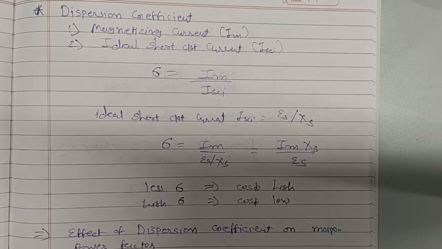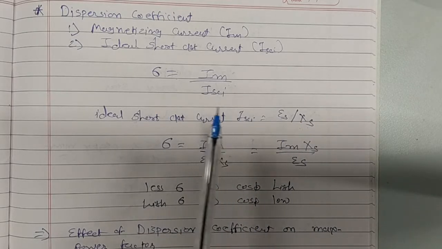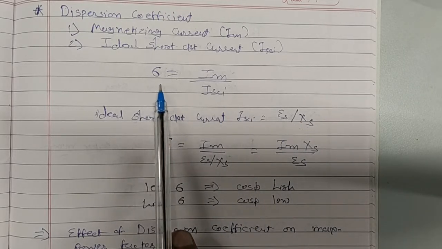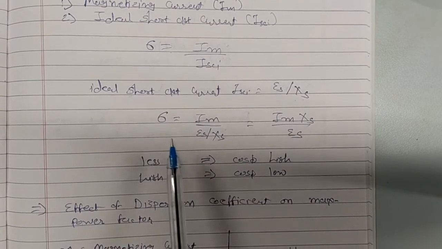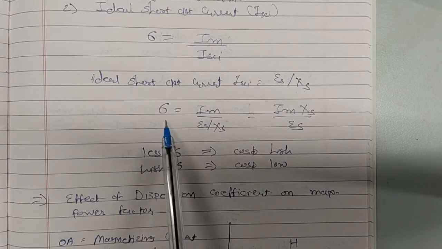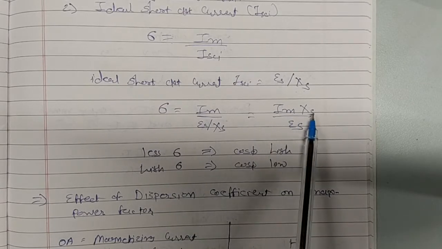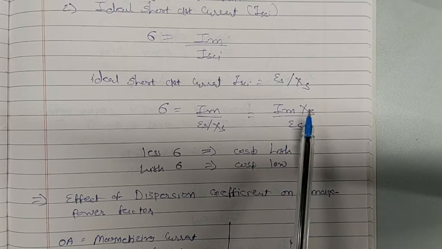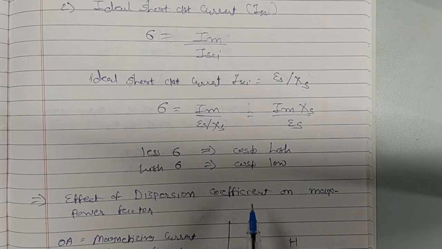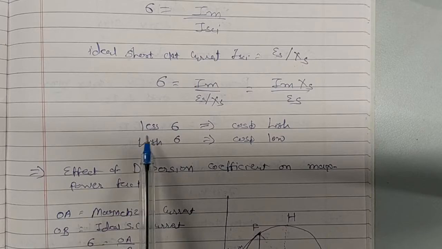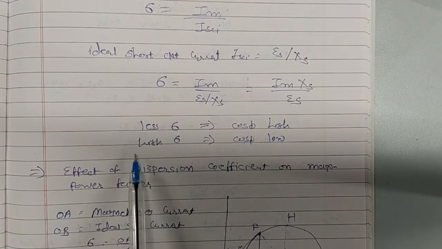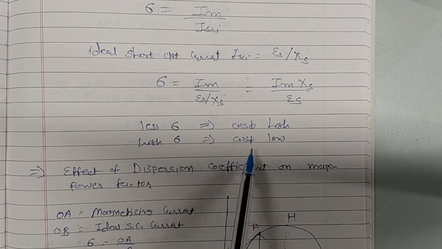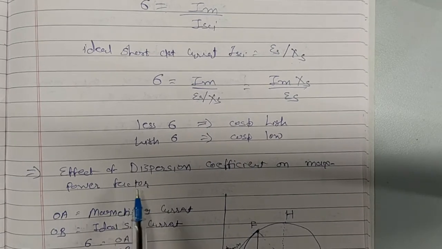Hello student, let us continue with the same theory, that is dispersion coefficient. The dispersion coefficient is denoted as sigma, and it is the ratio of magnetizing current and ideal short circuit current. We can determine the equation of sigma as Im into Xs upon Es, where Xs is synchronous reactance and Es is the supply EMF. Also, the relation is: lesser the dispersion coefficient, the power factor would be high. Higher the dispersion coefficient, lesser would be the power factor.